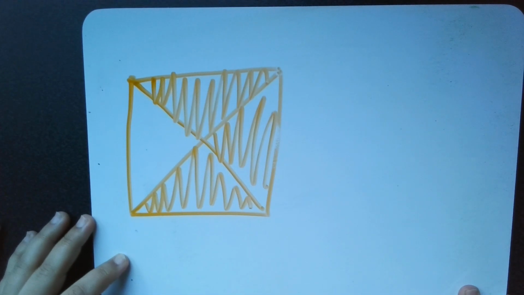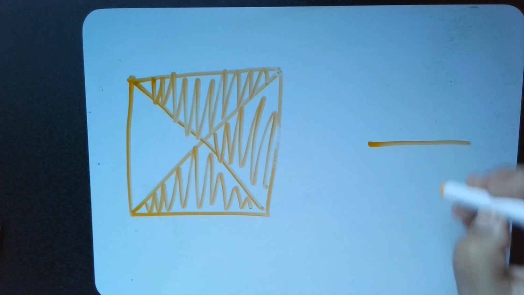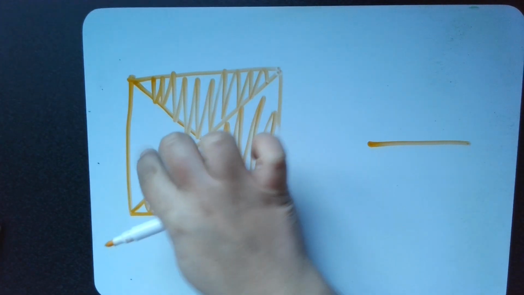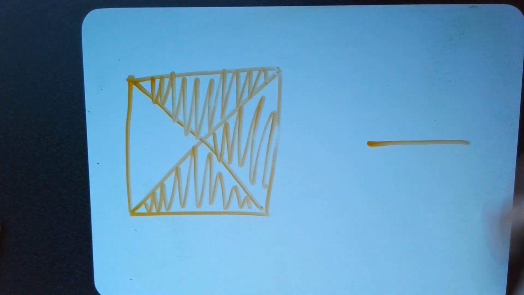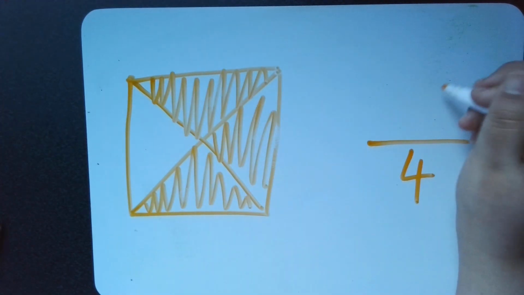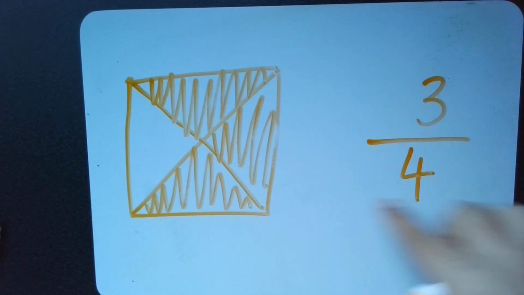I want you to have a go at writing a fraction for this shape. Pause the video now and have a go, thinking about your numerator and your denominator. Okay, let's have a go at doing it together. I'm going to focus on the denominator first. How many equal parts have we got all together? We've got 1, 2, 3, 4 equal parts. And my numerator, how many of those parts are shaded? We've got 1, 2, 3. 3 equal parts. Or we can actually call this 3 quarters. 3 quarters of the square is shaded.